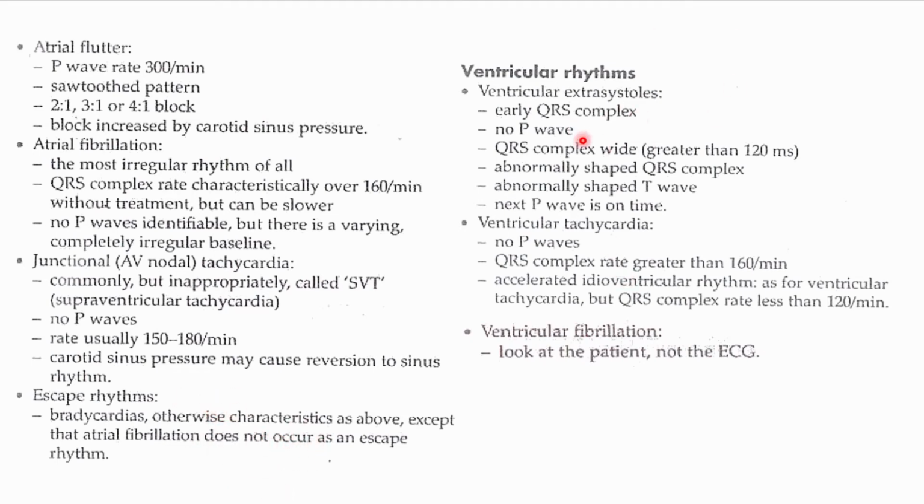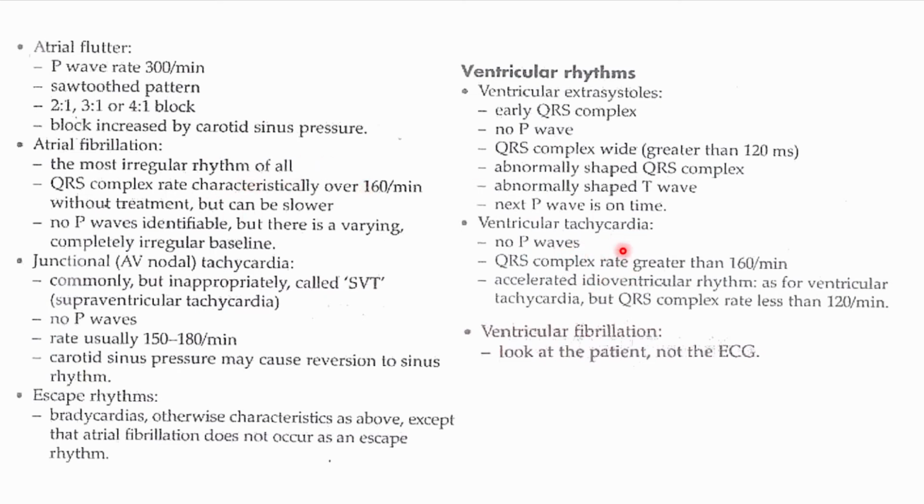Then of course with ventricular rhythm, you may get ventricular extrasystoles where you get an early QRS complex. There is no P wave, usually because the problem is in the ventricles. There will be a wide QRS complex and an abnormally shaped QRS complex, as well as an abnormally shaped T wave. The next P wave is on time. Remember here it's much more delayed in the atrial rhythms.